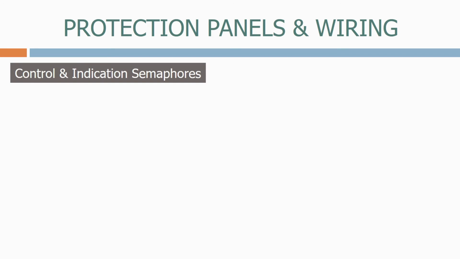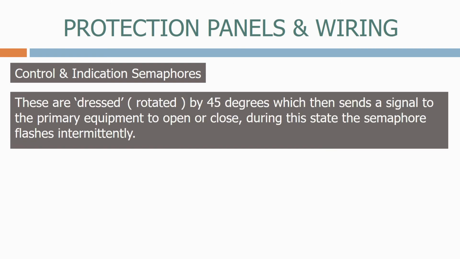The second type is controlling indication semaphores. These are dressed or rotated by 45 degrees, which then sends a signal to the primary equipment to open or close. During this state, the semaphore flashes intermittently.